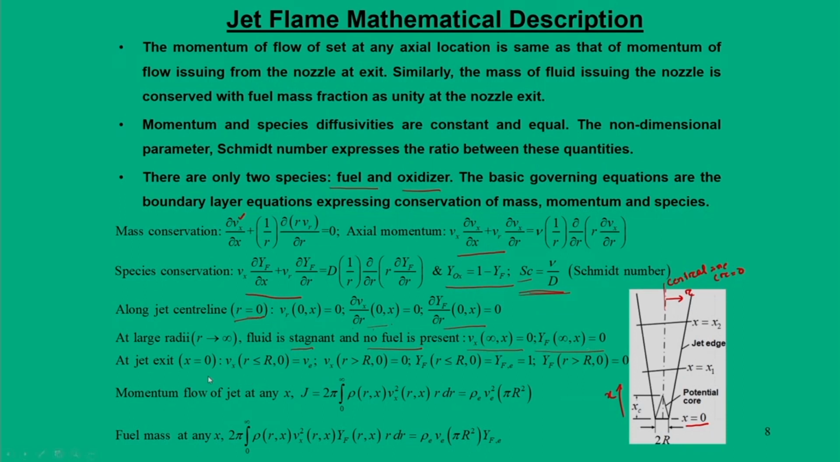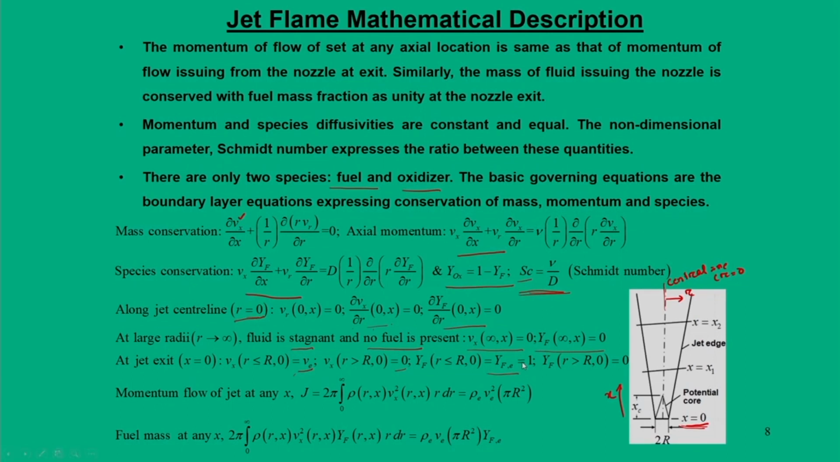And again at the jet exit, at x is equal to 0, we have two possibilities: r can be less than R or r can be greater than R. Accordingly we have exit velocity Ve for r less than R, and exit velocity equal to 0 when r is greater than R. This can also be interpreted for fuel fractions as well. So, fuel concentration YF for r less than or equal to R is YFE, that is the exit concentration of fuel fractions, and beyond r greater than R its value is 0.